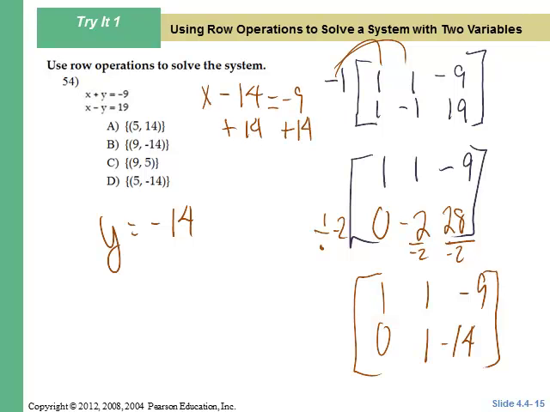Add 14 to both sides. X is 5. All right.